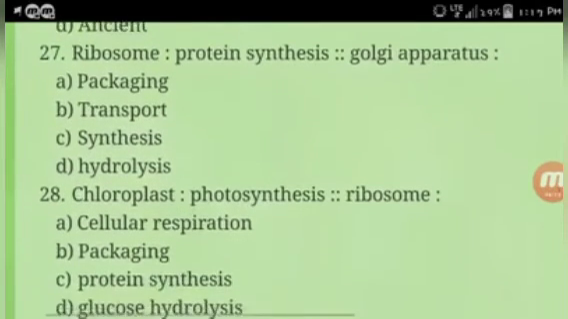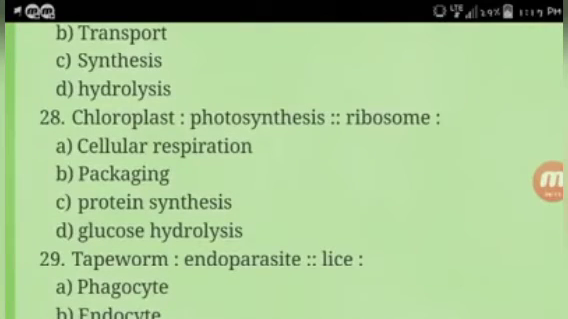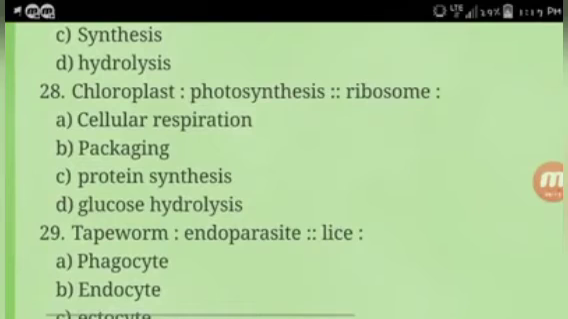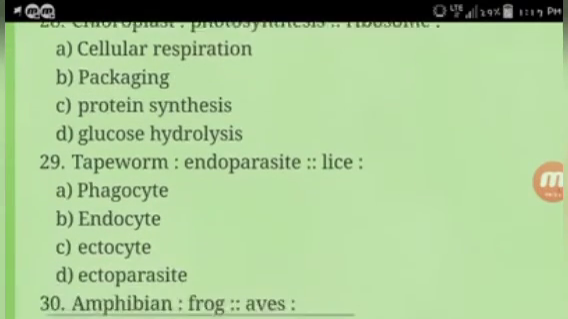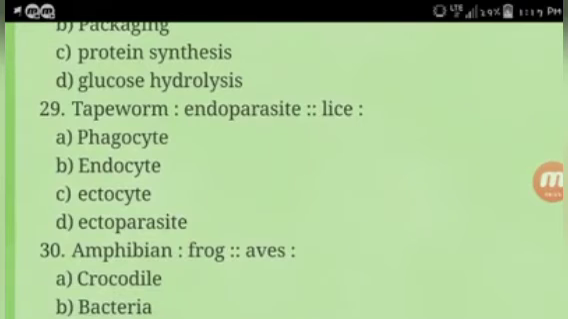Next one, ribosomes, protein synthesis. Golgi apparatus, that's packaging. Next one, chloroplast, photosynthesis. Ribosome is the site of protein synthesis. Chloroplast is where photosynthesis is happening. Next one, tapeworm, endoparasite.